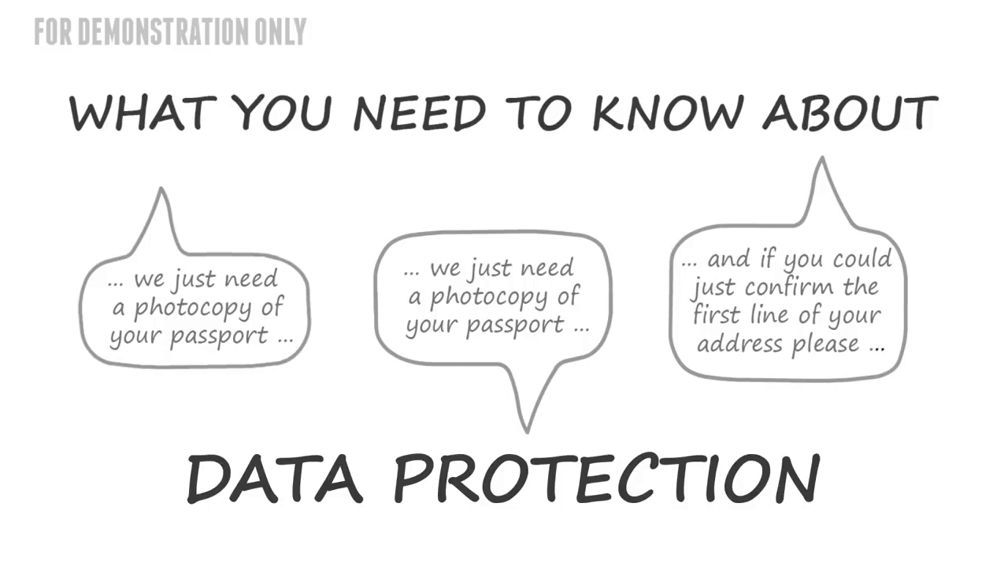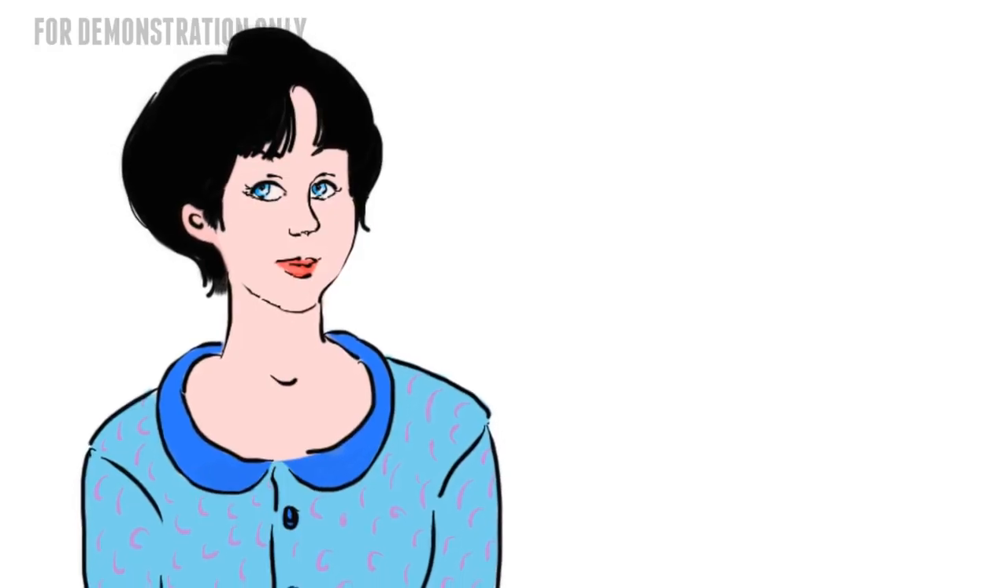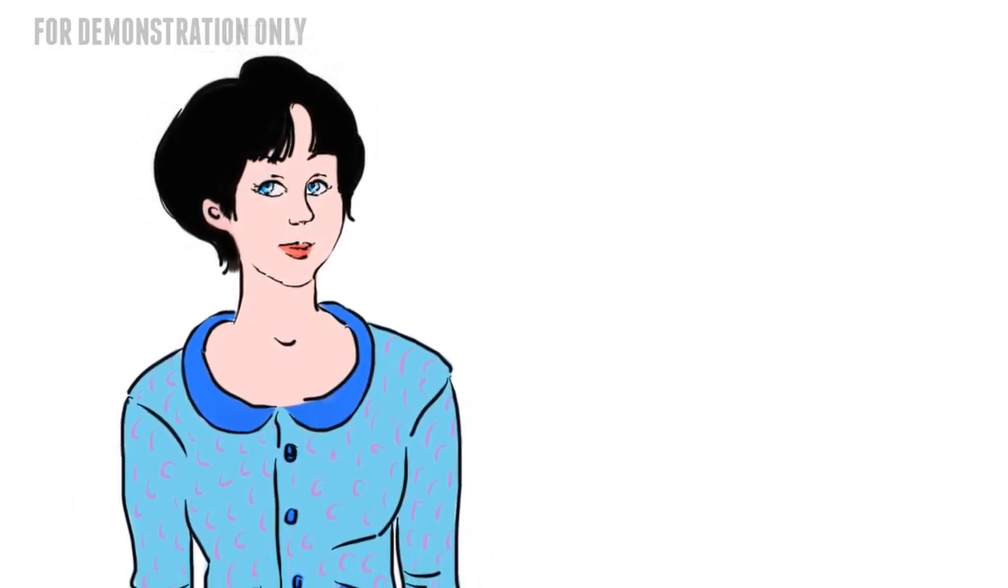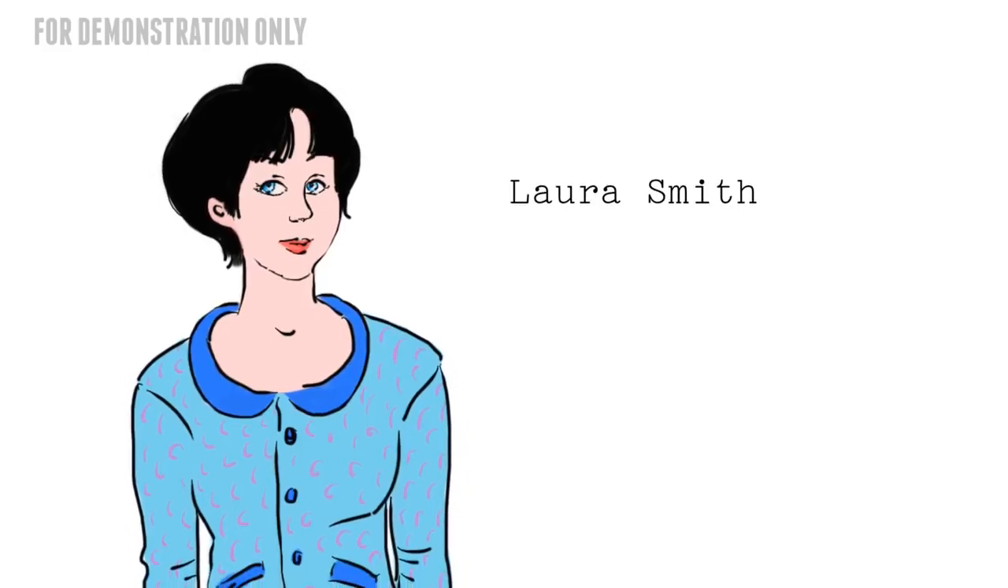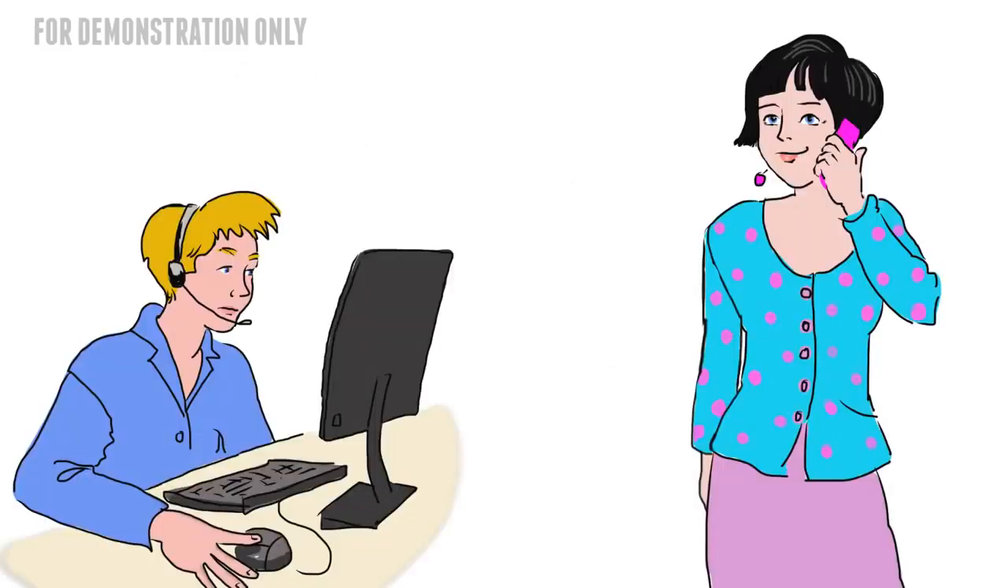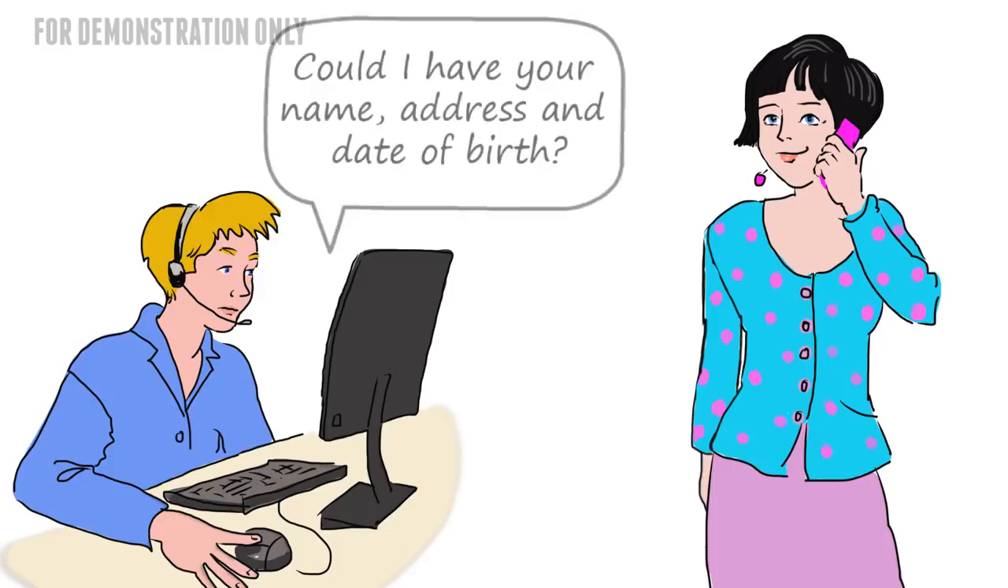Before we look at the data protection principles and how we're protected, let's cover some basics about what personal data is and what data processing means. First off, meet Laura. In order for data to be personal data, it needs to be able to identify a living individual. So Laura's name by itself wouldn't be enough to identify her, but her name with her address would. Often when you're on the phone and the person you're speaking to wants to verify who you are, they'll ask for your name, address and date of birth. When these three are all together, that's an example of personal data.